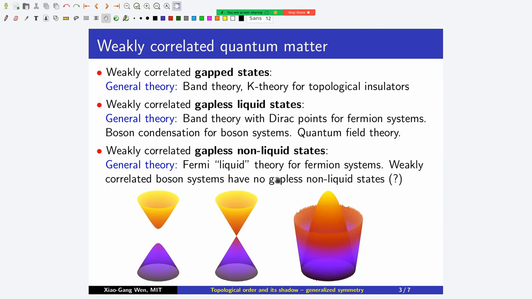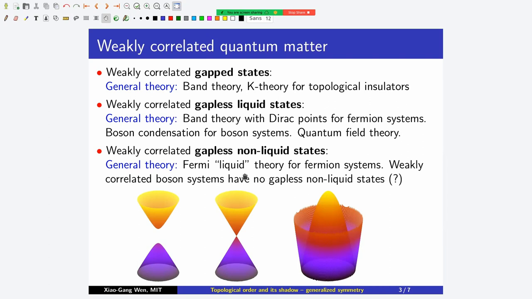Why is the Fermi liquid a non-liquid state? A liquid is usually defined as something that has no shape. But here, the liquid is defined from the quantum information point of view. Later I will define that. And with this definition, the Fermi liquid is not a liquid. So it's kind of funny.